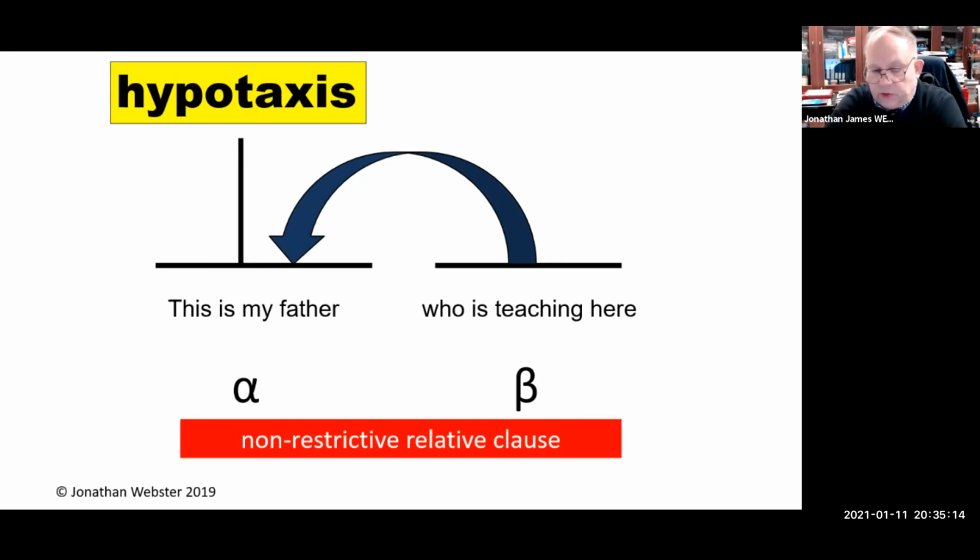Now, there's a further thing to notice here, and that is we usually call this a non-restrictive relative clause. What does that mean? Non-restrictive. Some people call it non-defining. It's a relative clause. We have that relative pronoun there, who. Now, what that means is that this who is teaching here is just further information about what's being said about this is my father, just some additional information. I'm not defining which father. Most likely I have only one father. So it's not like there's a set of fathers and this is the one who is teaching here. No, that would be a restrictive relative clause.